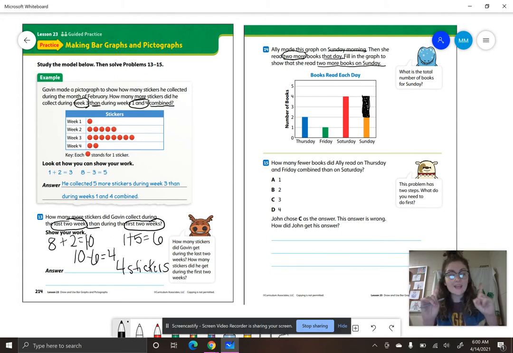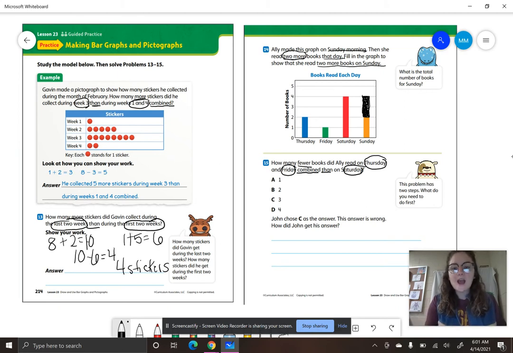All right, and let's look at 15. Ooh, okay. We have some vocabulary to think about. How many fewer books did Allie read on Thursday and Friday combined than on Saturday? Okay, let's read that again. How many fewer books did Allie read on Thursday and Friday combined than on Saturday? So combined means what, Smarties? We are putting together.